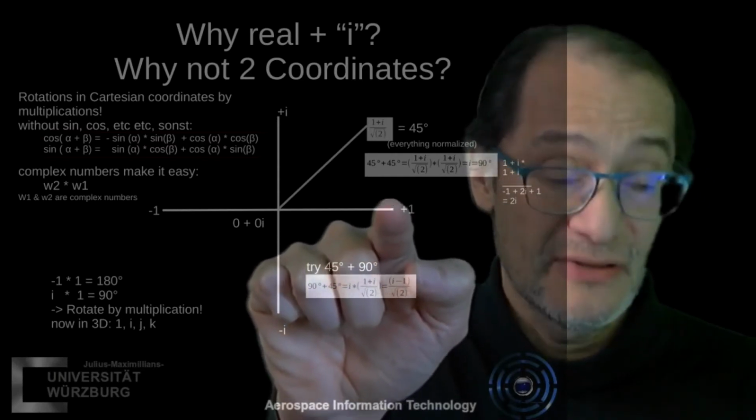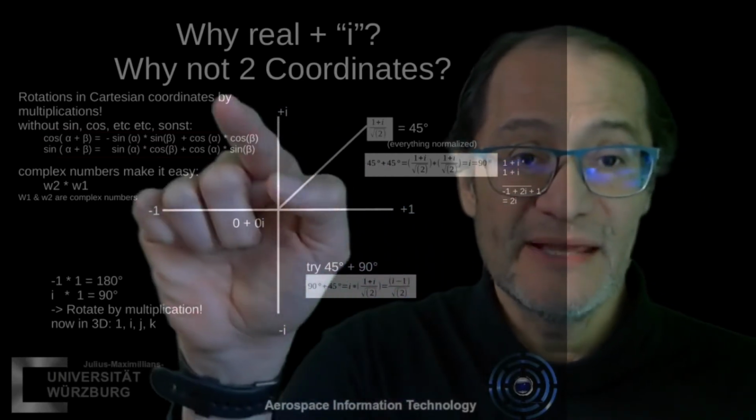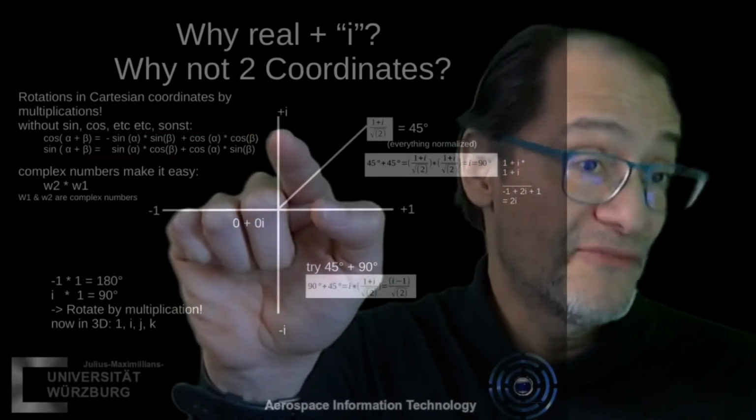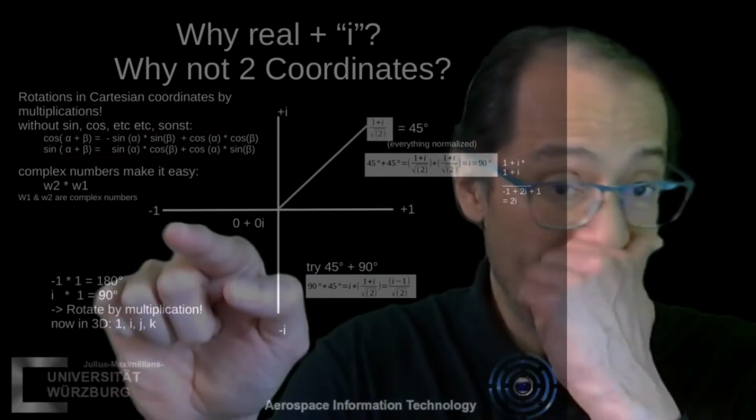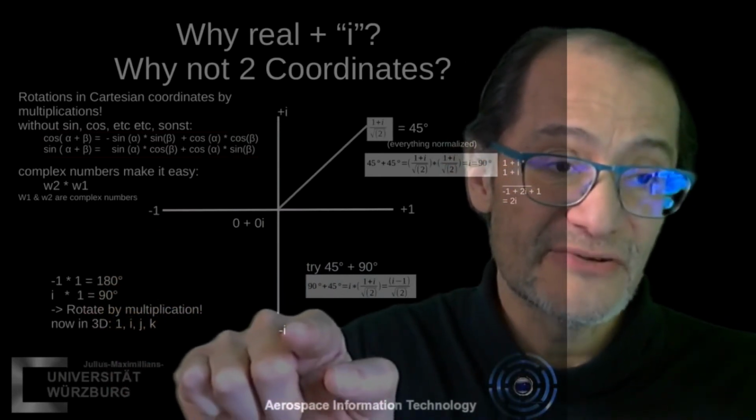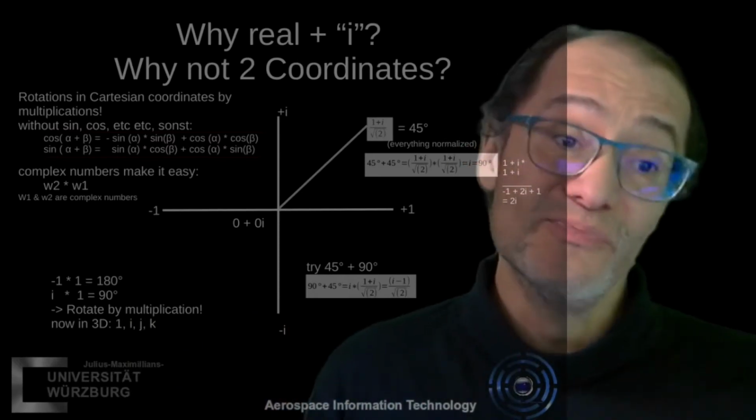An angle from 90 degrees will be plus i. From 180 degrees, that will be minus 1. From 270 degrees, that will be minus i. Okay, and then just multiply.